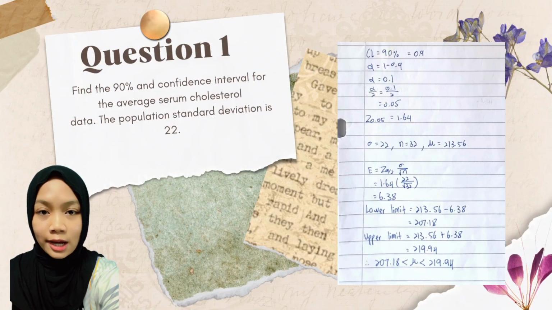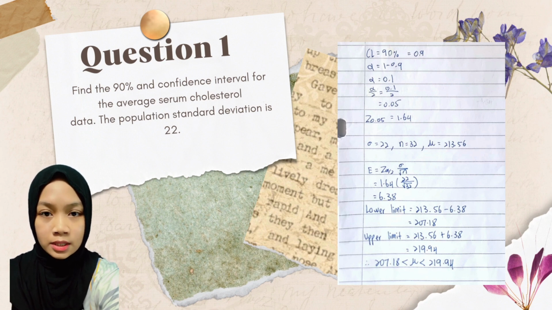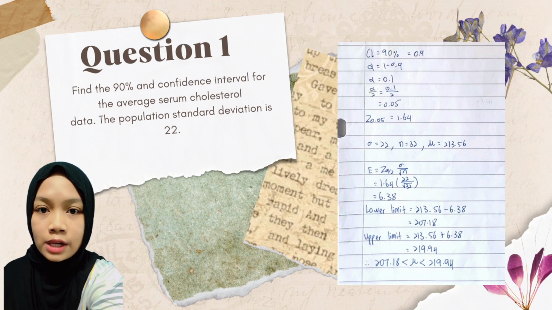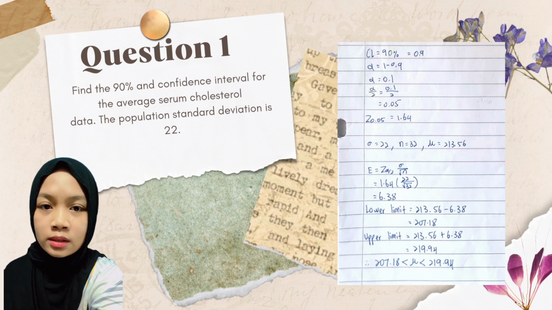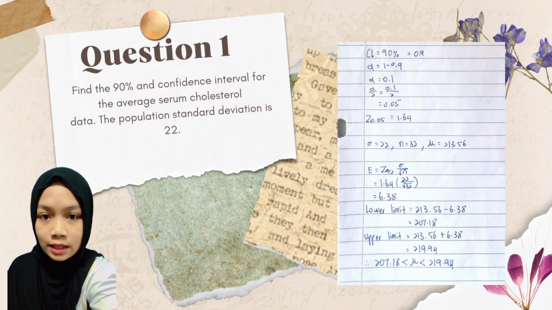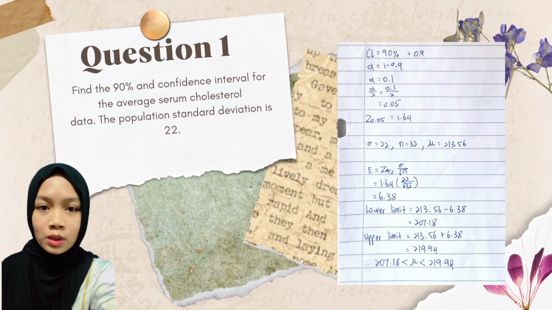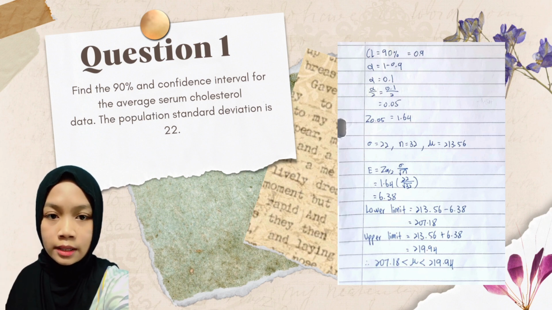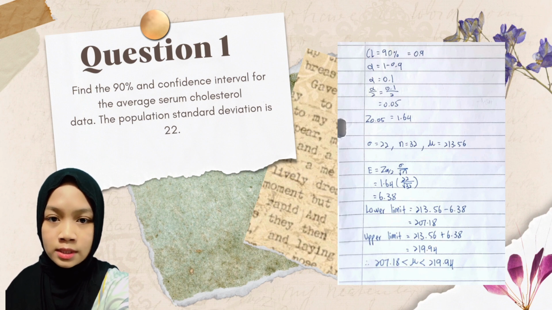For question 1, I need to find the 90% confidence interval for the average serum cholesterol data. The population standard deviation is 22. For the average, I just used Excel and got 213.56. Confidence level is 90%, changed to 0.9. To get alpha, 1 minus 0.9 equals 0.1, then divide by 2 and get 0.05. By using the Z table, I got the value of Z, which is 1.64.